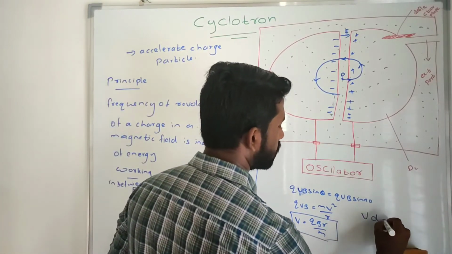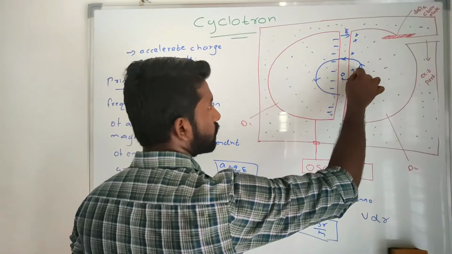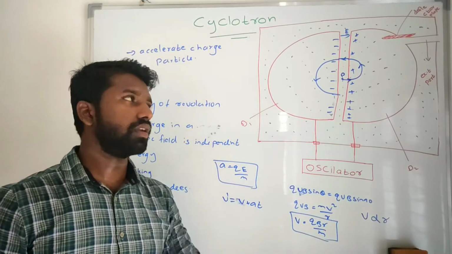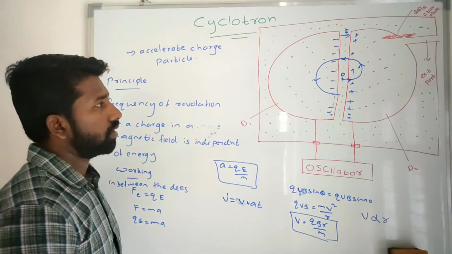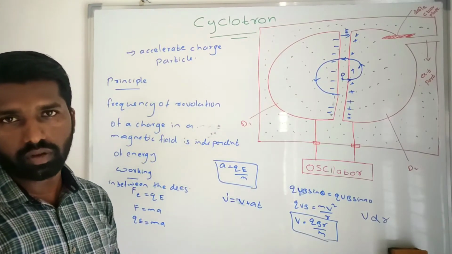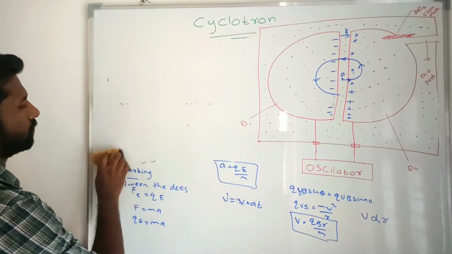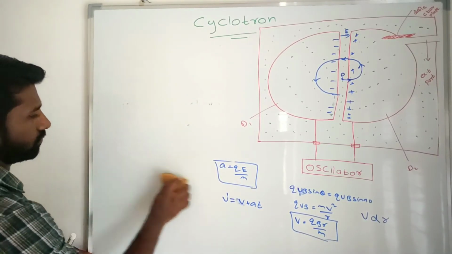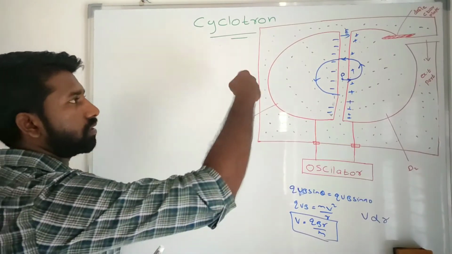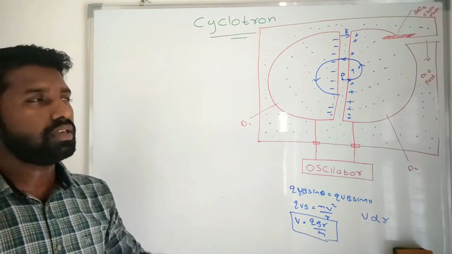So that means what? Velocity is directly proportional to radius. You see here the velocity is V. After reaching here, if the velocity is increased to V dash, that means velocity increases. What about the radius? The radius also increases. Clear? Okay, that is the thing. When it again comes here, the electric field will change. So that the cyclotron makes this charged particle move in a circular path inside the disk.